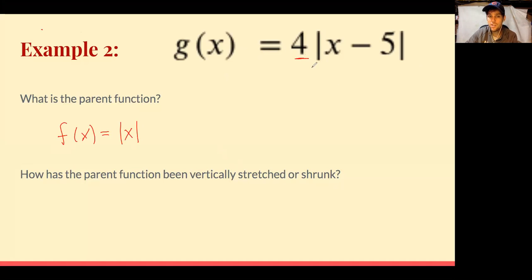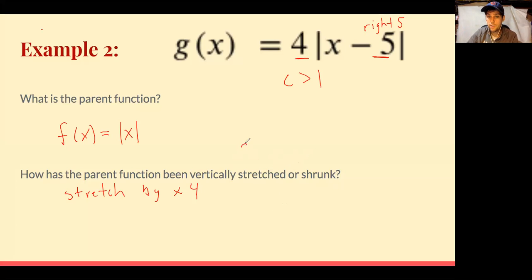And the stretch that we're dealing with is this one. Obviously, this is a shift to the right 5, but I'm only really focusing on the stretch or shrink right now. This one is going to be a stretch because our C is greater than 1. It's actually a 4. So we are stretching by a factor of 4. So all of our points would now be 4 times farther from the x-axis.